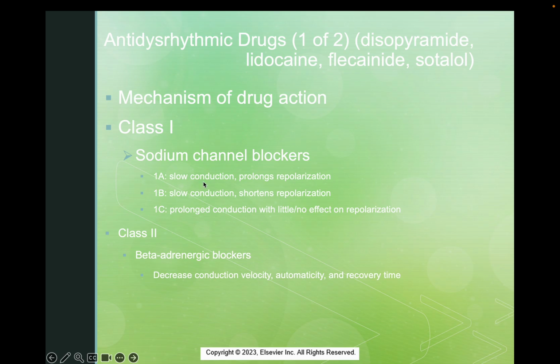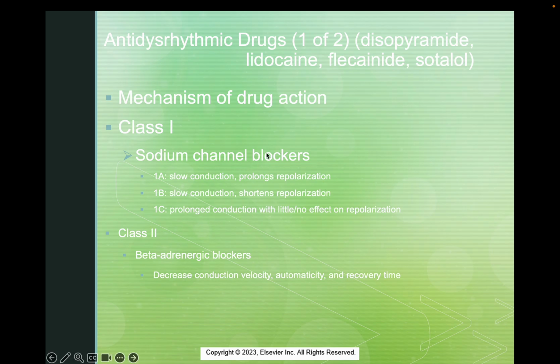So the first type, slow conduction and prolonged repolarization. The second type, slow conduction and shortened repolarization. And the third type, prolonged conduction. So when we talk about repolarizing, that's talking about the electrical impulse of that heart. That's that recharge that lets the heart rest for just a second and allows the recharge of that electrical node to fire again.